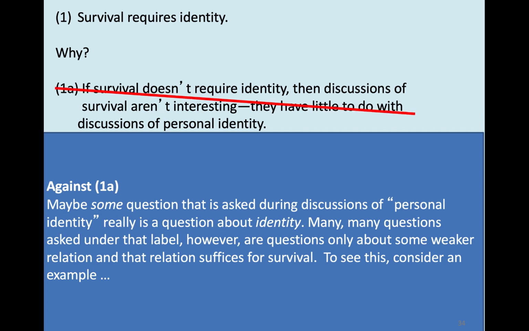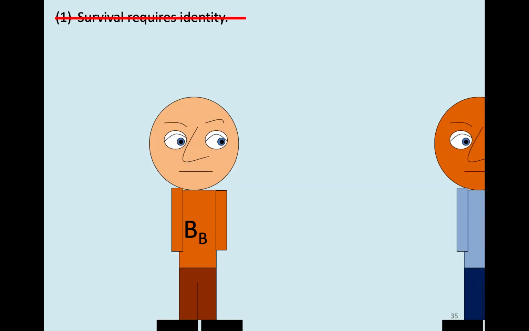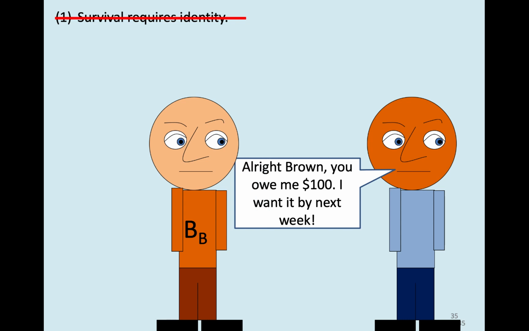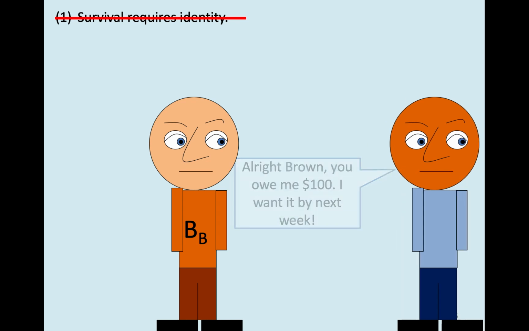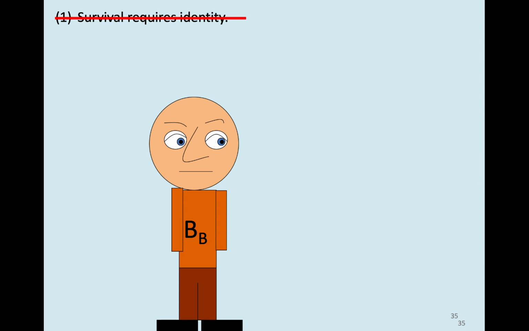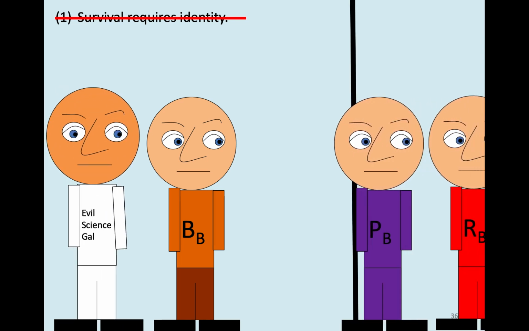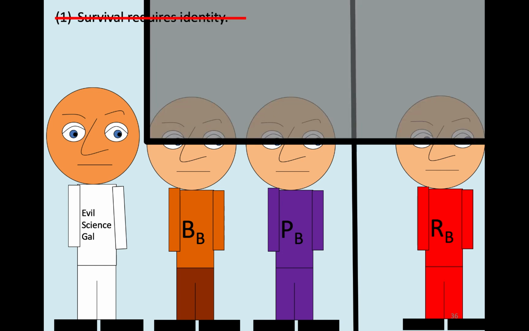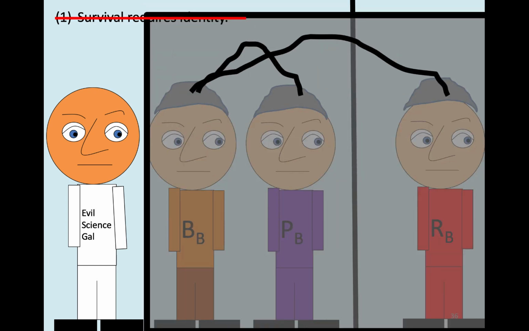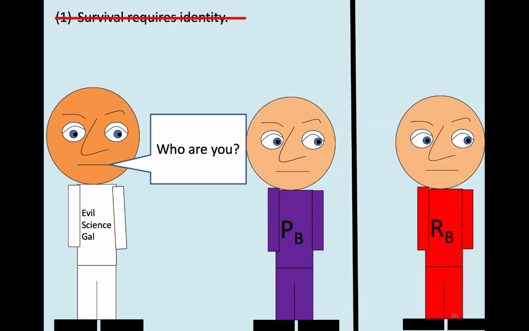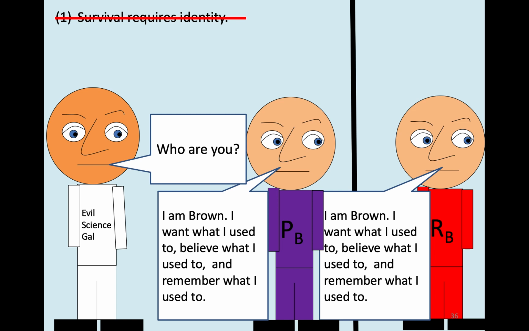Now he's going to consider a version of the moral responsibility example that I just discussed, but he's going to cut in the opposite direction. So here's the example. We have a person, call her Blue, and she says, all right, Brown, you owe me $100. I want it by next week. And let's suppose it's a legitimate debt that Brown has incurred. And now we have our evil scientist who performs the experiment we talked about before, where she duplicates Brown's mentality and sticks it in Purple's body and Red's body and destroys Brown's body, and then asks each who they are, and each claims to be Brown and have the same memories and so on and so forth.